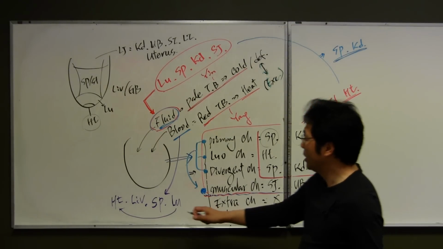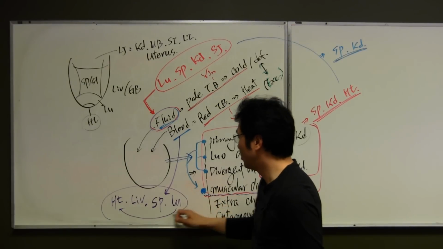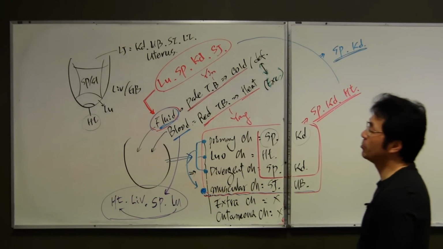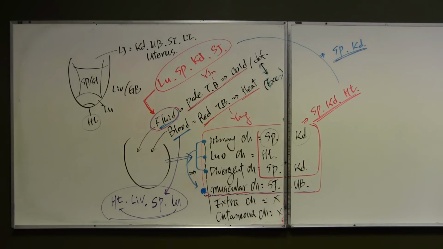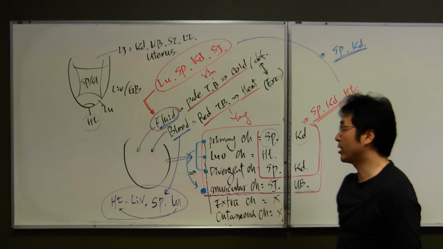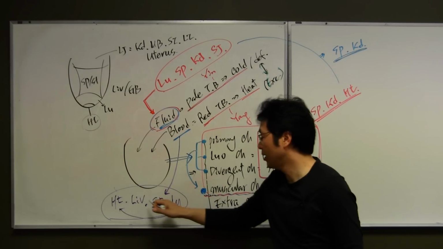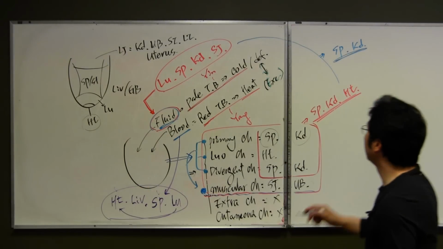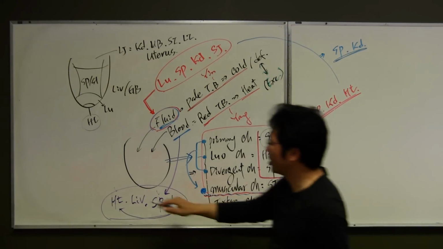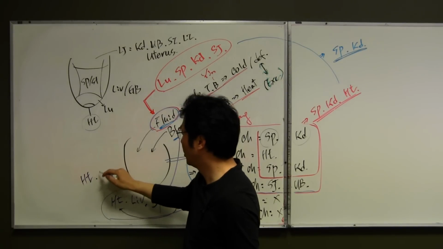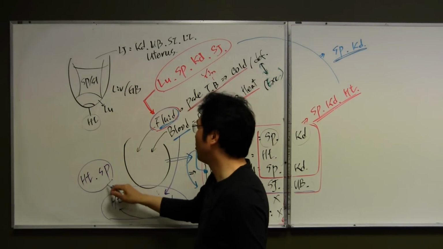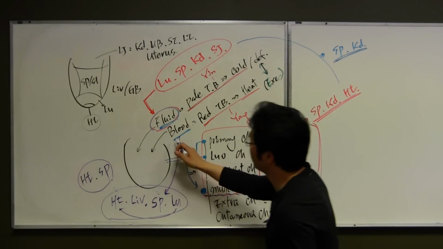Which means these 4 organs are directly involved in blood circulation. And among these 4, which ones have a direct connection to the tongue? There are 2, which are the heart and spleen, right? So the heart and spleen are related to the blood, right?